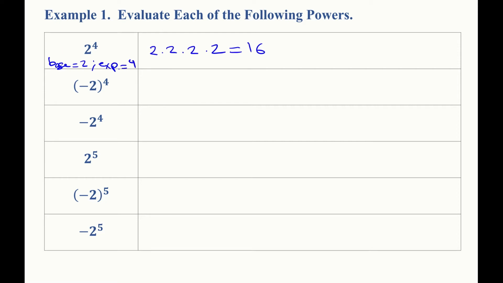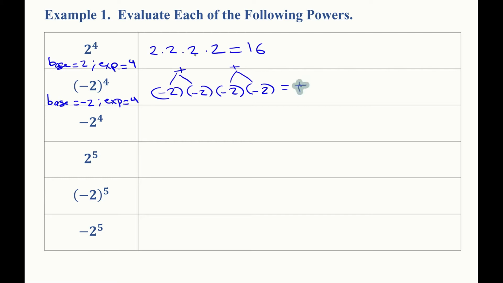In our next example, the base is -2. And the exponent is 4 again. So what we're going to use as a factor 4 times in a product is going to be -2. So we have -2 times -2 times -2 times -2. Of course, these two negatives, when we multiply them, give us a positive, and these two also give us a positive. So we know the overall answer is going to be positive.